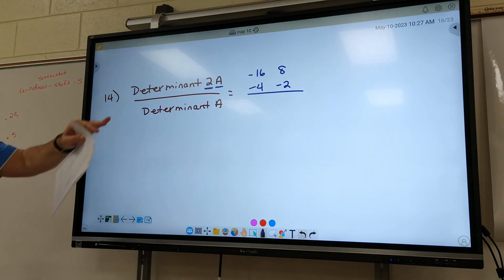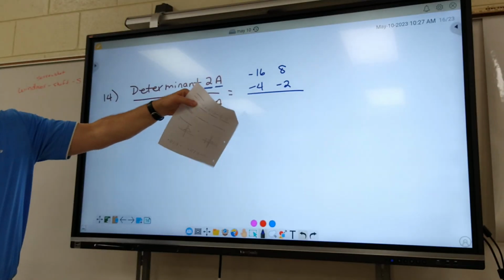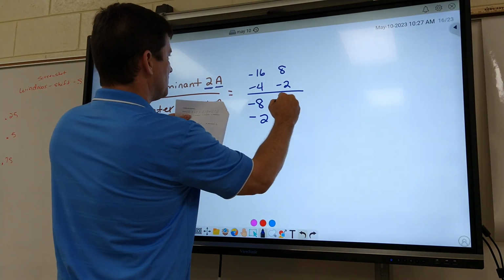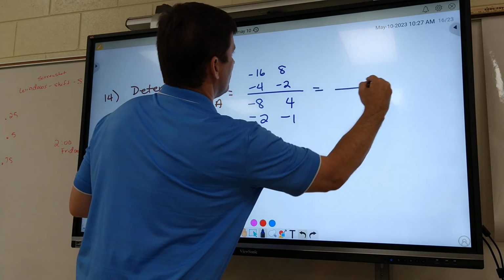All right, so multiplied everything on top by 2. Bring the bottom one down just like it is. Negative 8, negative 2, 4, negative 1.